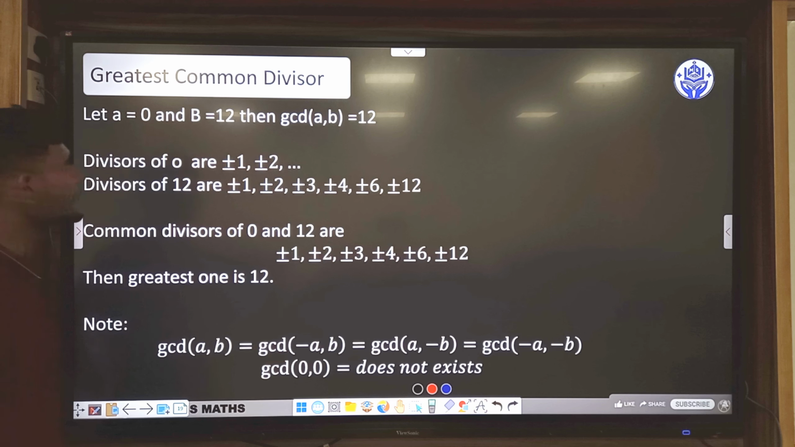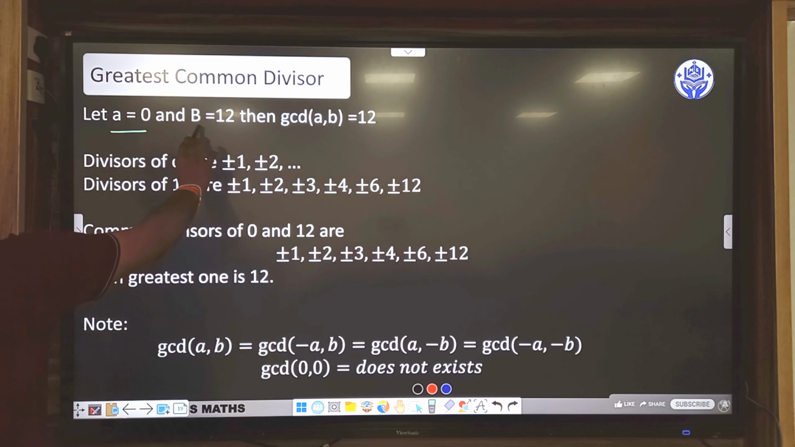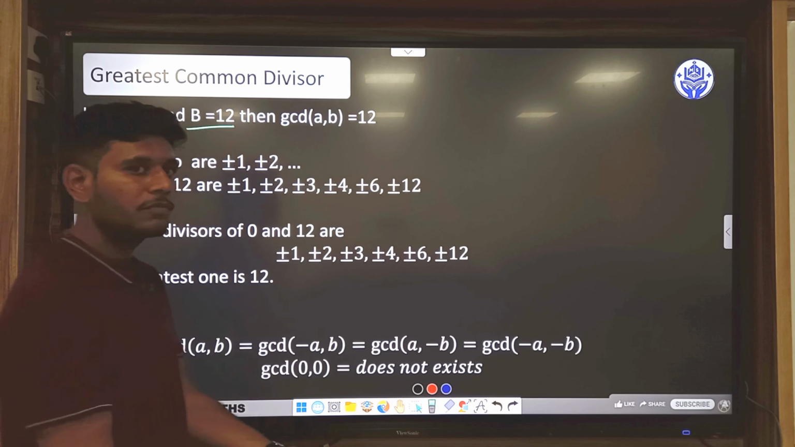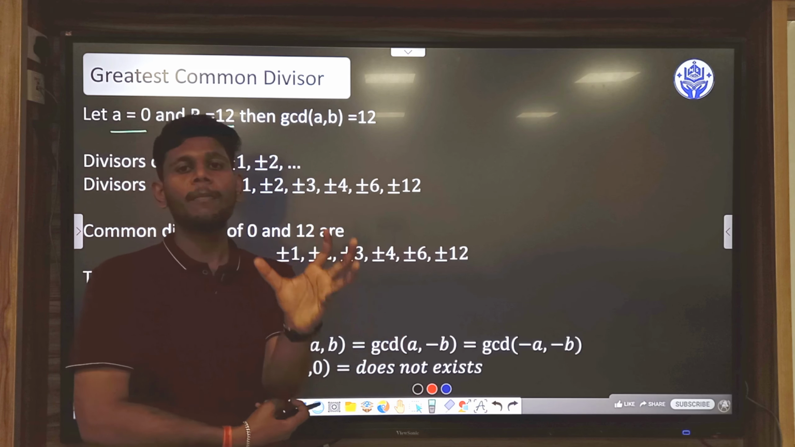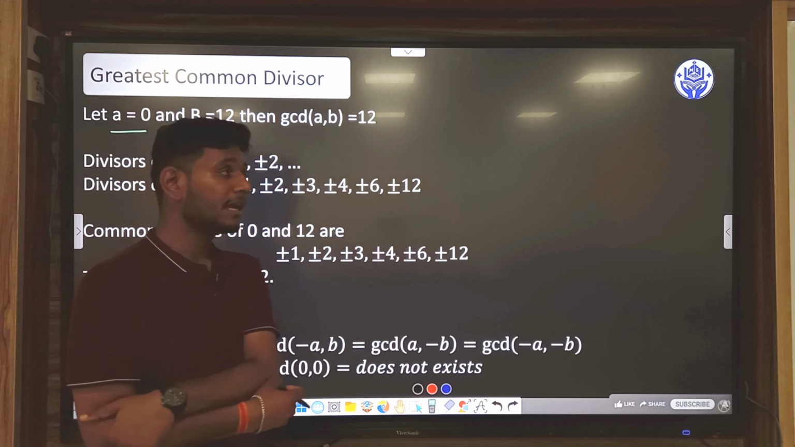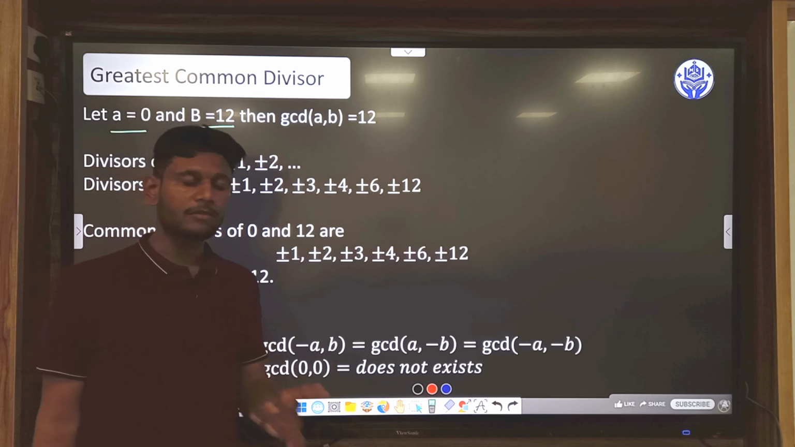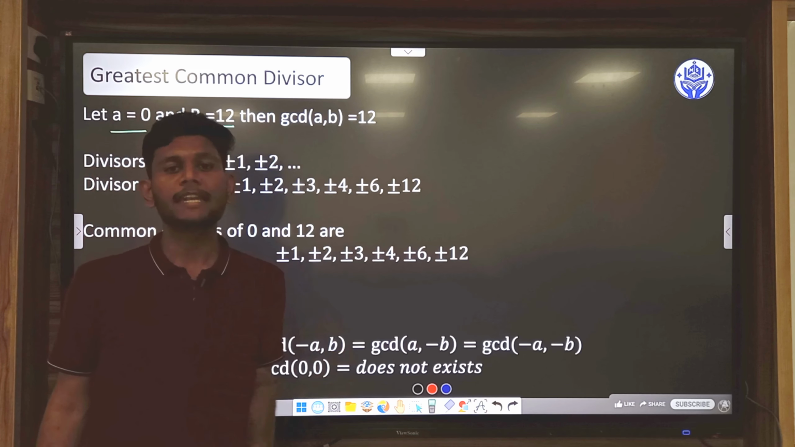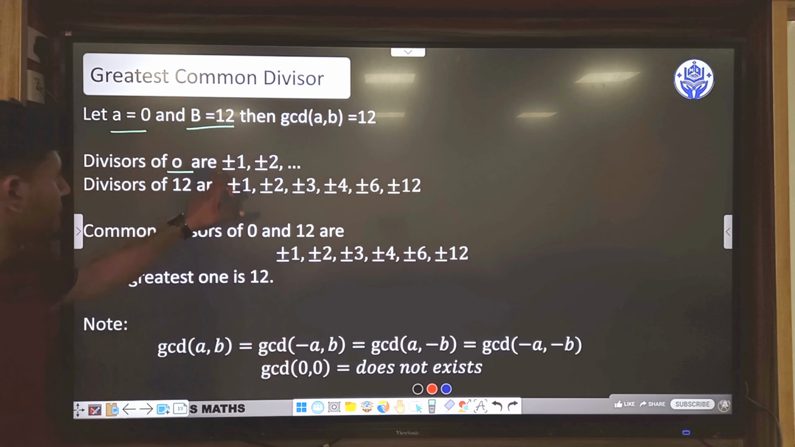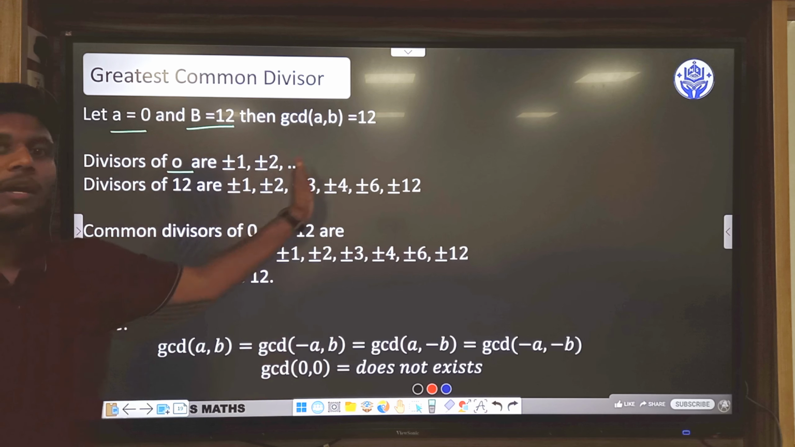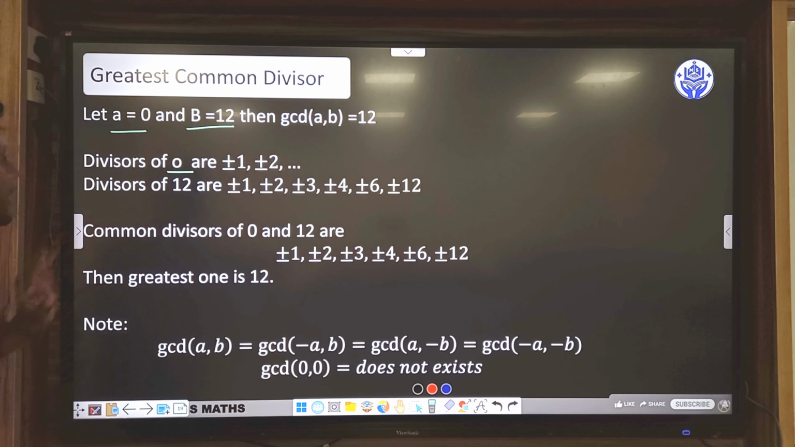Now come to the concept of the greatest common divisor, that is GCD. Let A is equal to 0, B is equal to 12, and you are going to find the GCD. GCD means greatest common divisor. We will just find the divisors first. What are the divisors of 0? Plus minus 1, plus minus 2. 0 is not a divisor itself. 0 will not be a divisor of any number. So plus minus 1, plus minus 2, plus minus 3, these are all divisors of 0. These all will divide 0.